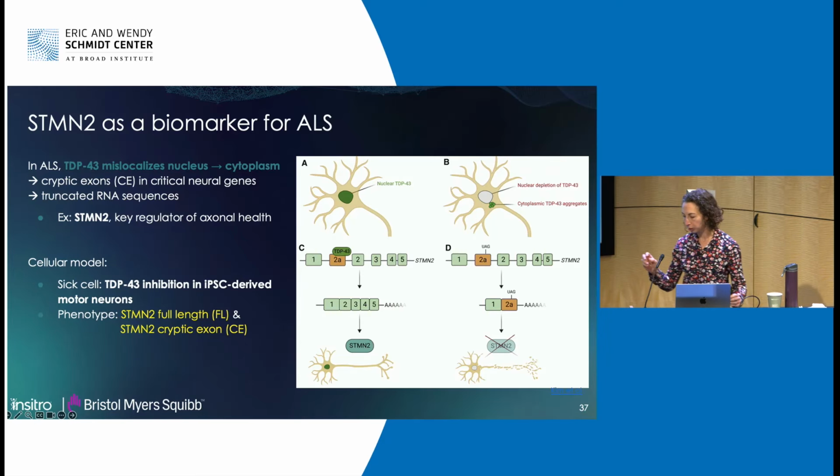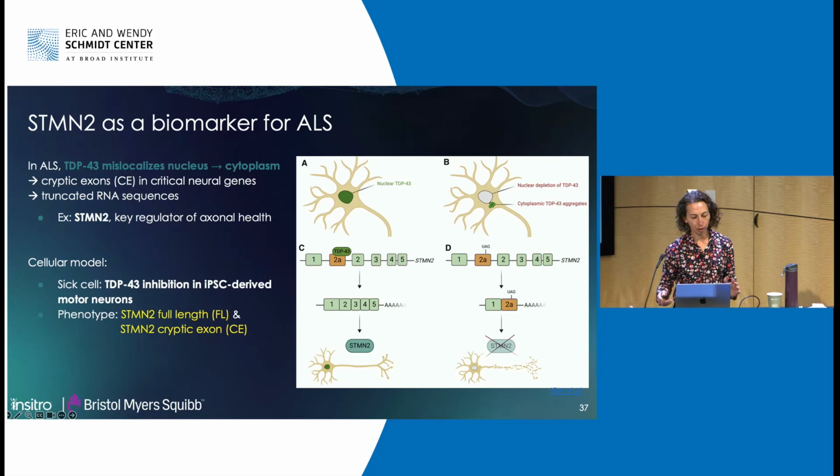TDP-43 is really critical in a number of RNA splicing activities for critical neuronal genes. And so in its absence, it can lead to the insertion of cryptic exons that lead to truncated RNA sequences. An example is stathmin-2, which is a key regulator of axonal health.